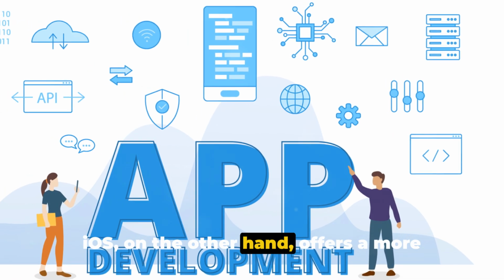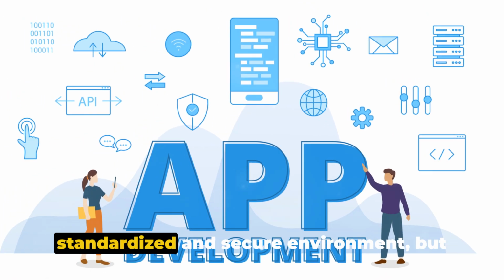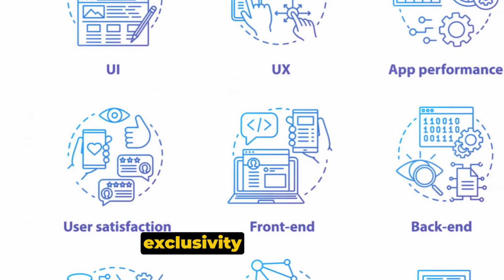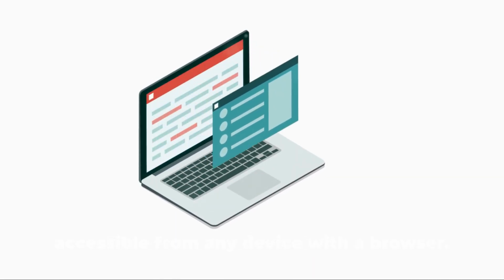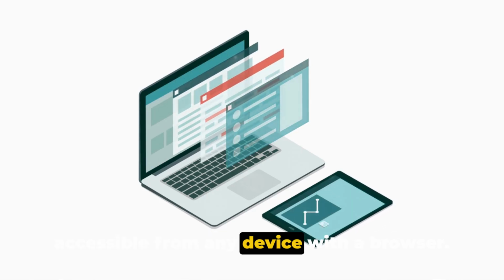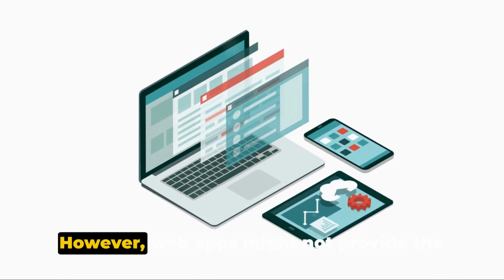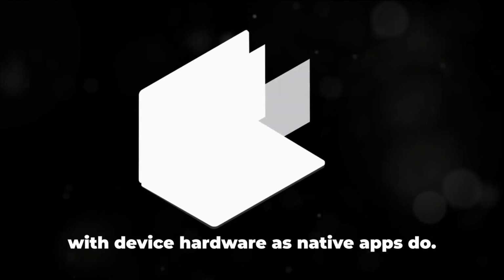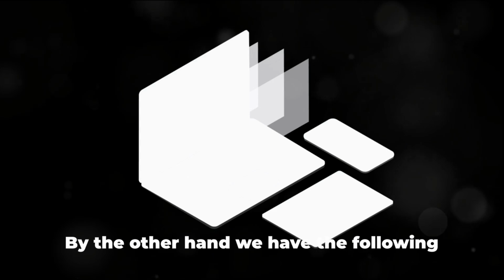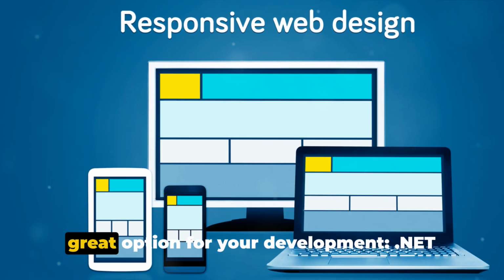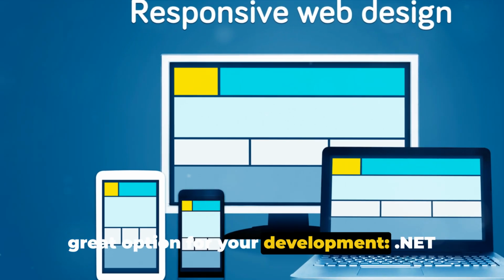iOS, on the other hand, offers a more standardized and secure environment, but its exclusivity can limit reach. The web is a universal platform, accessible from any device with a browser. However, web apps might not provide the same level of performance or integration with device hardware as native apps do. On the other hand, we have the following great option for your development.